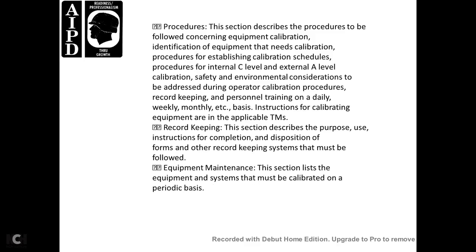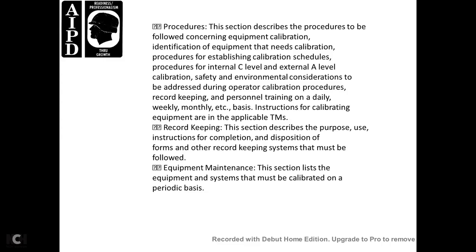Procedure. The section describes the procedure to be followed with regard to equipment calibration: identification of the equipment that needs to be calibrated, calibration procedures, establishing calibration schedule procedures for internal C-level and external A-level calibration, safety and environmental considerations to be addressed during the operating calibration procedures, record keeping, personnel training on a daily, weekly, monthly, etc. basis, the instructions for the calibration equipment, the applicable technical manuals, record keeping.